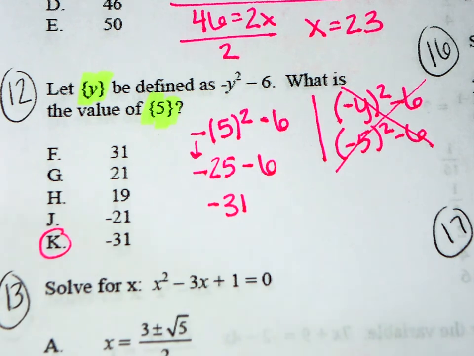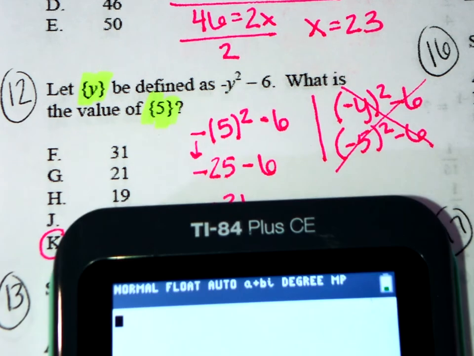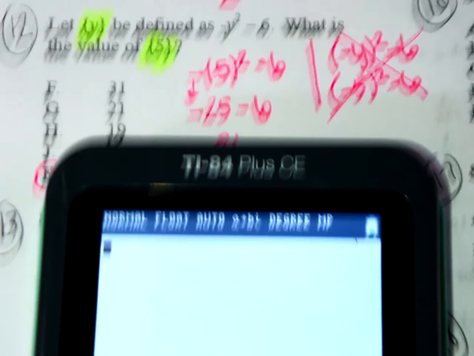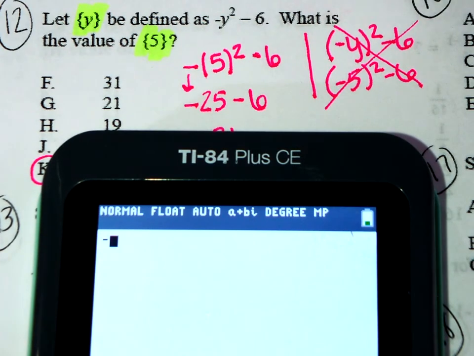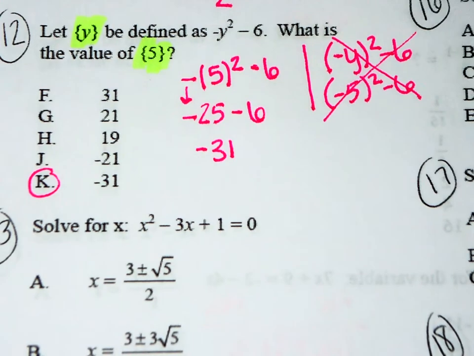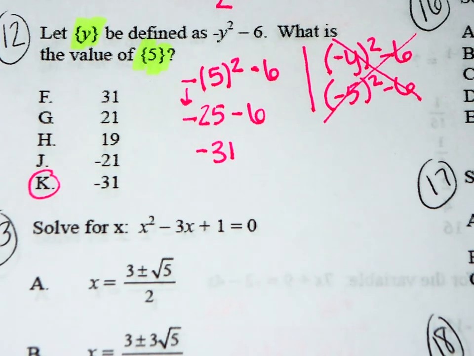And let's say that you're even unsure and you just want to make sure that you're doing this right. You're like, I don't feel good about this problem. You can type it straight into your calculator, but you want to type it how it's shown. So negative 5 squared minus 6 gives me negative 31. So just be careful, if you're not sure, check it. But the ACT will love to give you those negatives that you have to square or not square because they want you to mess up.